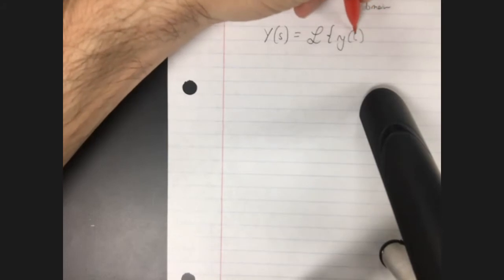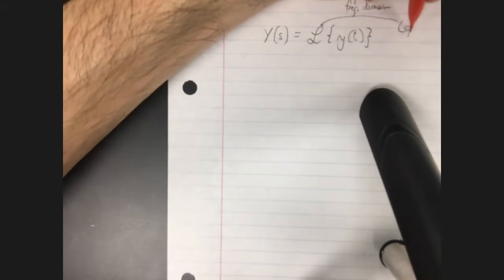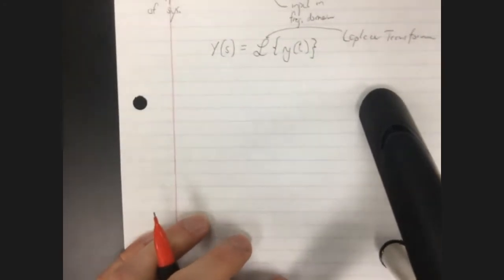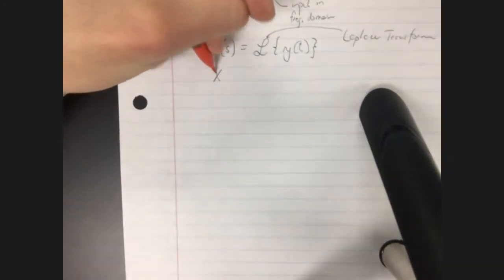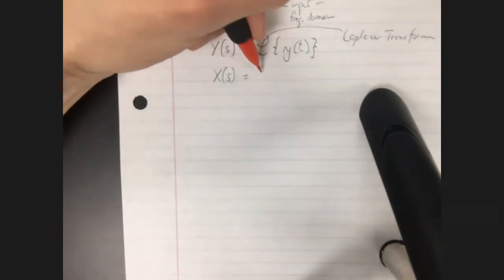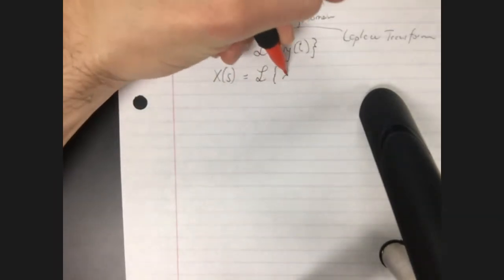So y of s is going to be the Laplace transform of y of t. So this fancy L is Laplace transform. And I'll write in more detail how to do that. And similarly, x of s, actually usually we start with x of s, not with y, but x of s is going to be the Laplace transform of x of t.